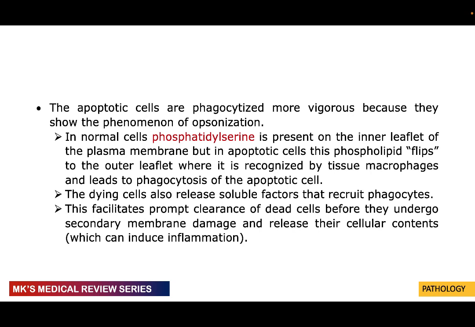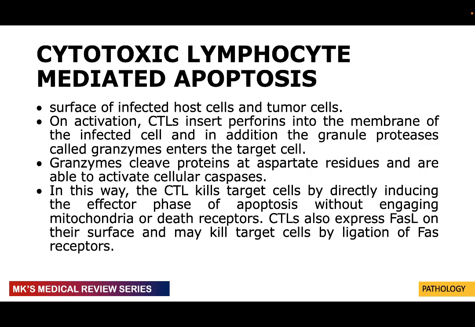So remember that the apoptotic cells are going to be phagocytosed much more vigorously, like I told you, because of those phospholipids that are flipped. So under normal circumstances, you have the phosphatidylserine, which is found in the inner leaflet of the plasma membrane. And in these apoptotic cells, these phospholipids are now going to be flipped and they're going to be found on the outside, such that the macrophages will recognize this and they'll phagocytose this even much more vigorously. And the dying cells actually also release soluble factors that recruit phagocytes, and there's this prompt clearing of the dead cells, and even they undergo secondary membrane damage and they release their cellular contents, which sometimes can induce inflammation.